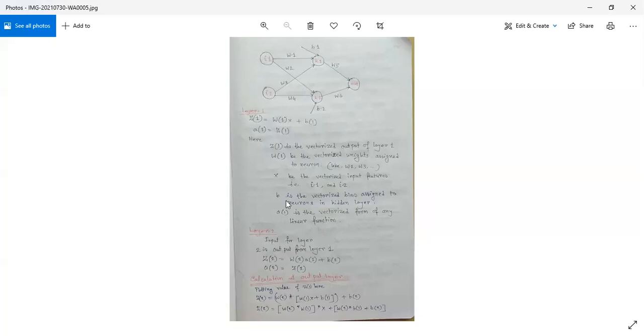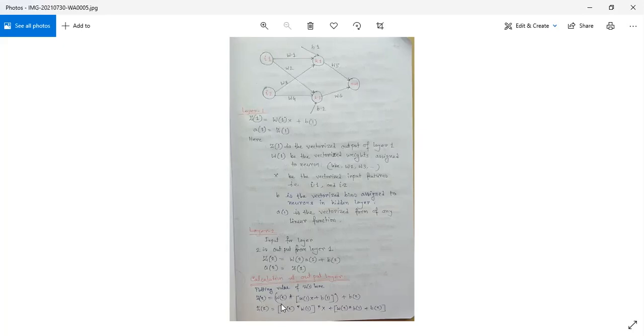So first, this is layer one: Z1 is W1 into X plus B1. Then, after this, layer two. The input for layer 2 is the output of layer 1, so Z2 is W2 multiplied with A1 plus B2. This is layer 2, and A2 is the output over here.